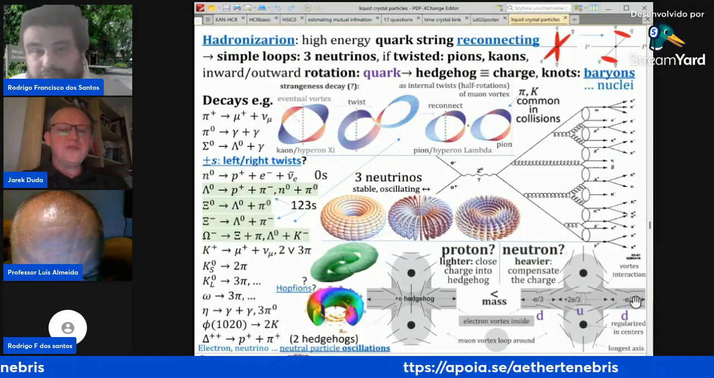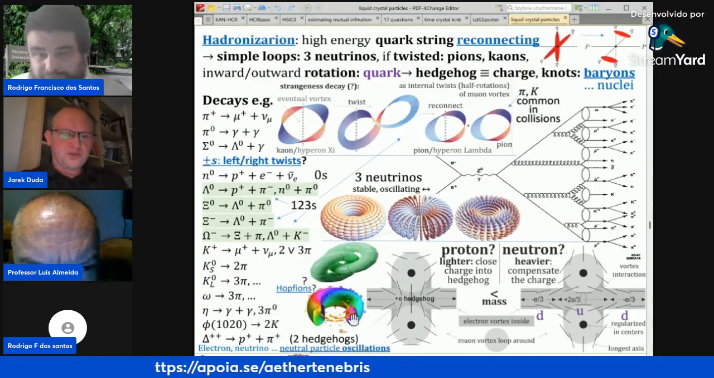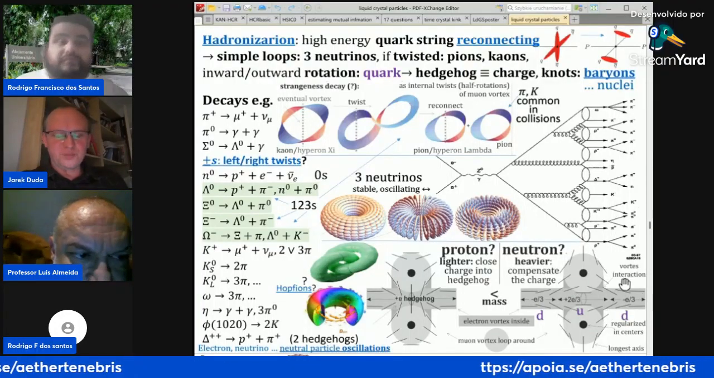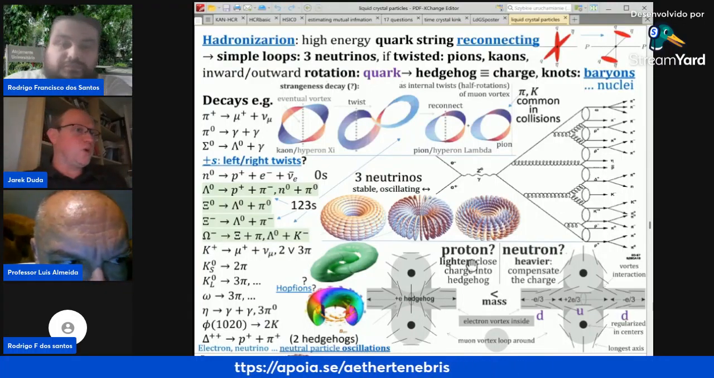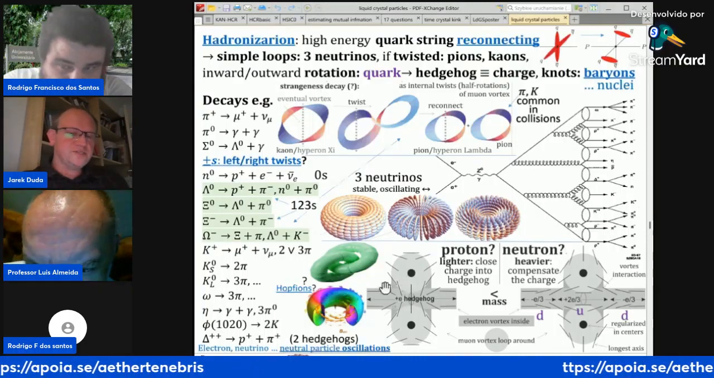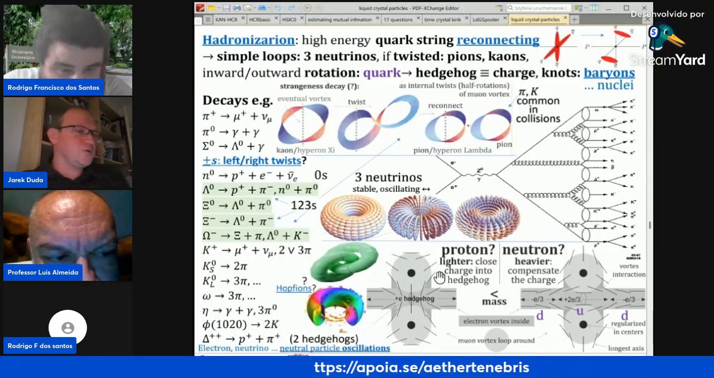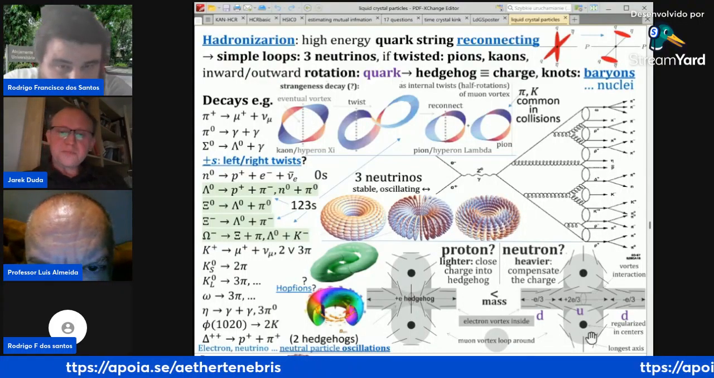Yeah, so we can now explain why the proton is lighter than the neutron, because a proton can just enclose the hedgehog, and the neutron has to compensate for it, and this compensation means a larger structure, which means additional energy. We have just explained why the proton is lighter than the neutron, because the baryon itself has this tendency for charge to the structure. The proton can just enclose this tendency into the entire charge. The neutron has to compensate for it.